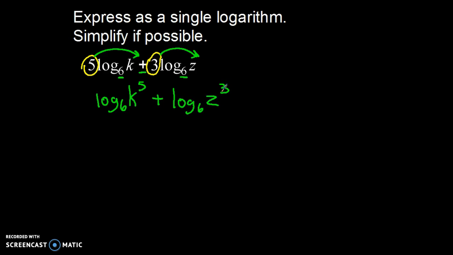And now I can apply the product property, because we have matching bases and we're adding, and I can rewrite this as log base 6 of k to the 5th times z to the 3rd. And now I don't have to worry about what to do with that 5 and that 3, because using those two properties together answers that question.